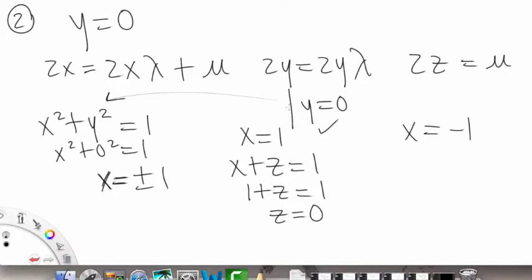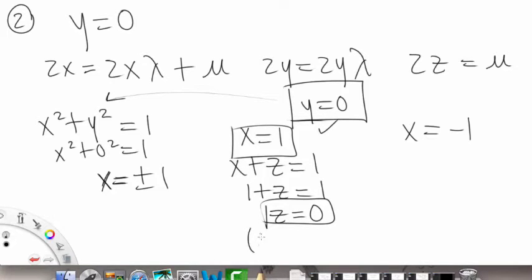And then again, all of this branched from y equals 0. So we have x equals 1 for this one, y equals 0, and z equals 0. So this is just our 1, 0, 0, which we already found when we set lambda equal to 1. So that one's just a repeat. We don't need to worry about that at all. Okay, so 1, 0, 0, we already have that in the bank.